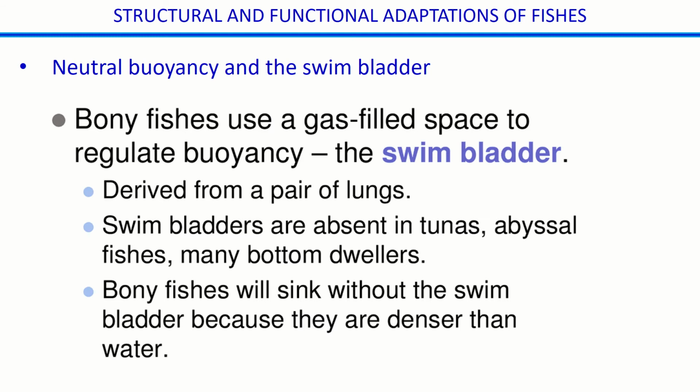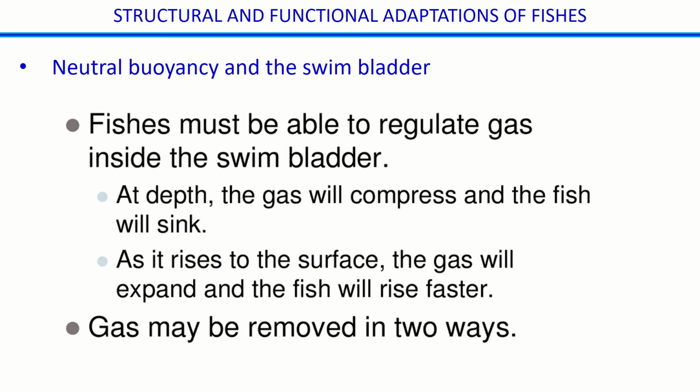Bottom dwellers aside, bony fishes will sink without the swim bladder because they are denser than water. All bony fishes, eh? Fishes must be able to regulate the gas in the swim bladder. At depth, the gas will compress and the fish will sink. As it rises to the surface, the gas will expand and the fish will rise faster. This is an issue that we have when people go fishing. So when people go fishing and they catch a fish very deep in the ocean, and as they start to bring the fish up, the pressure around the fish starts to reduce. The pressure, because the water and the air above the fish is putting pressure on that organism. And when you hook it and you're bringing it up, you're forcing it to come up. And as it's coming up, the pressure is decreasing.